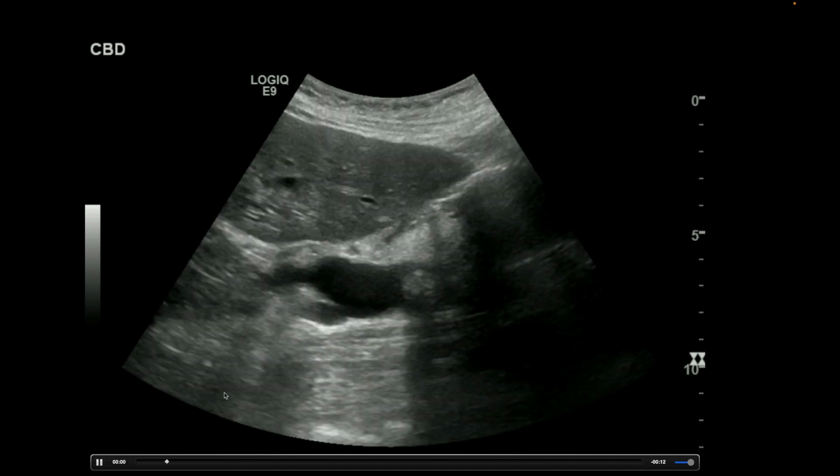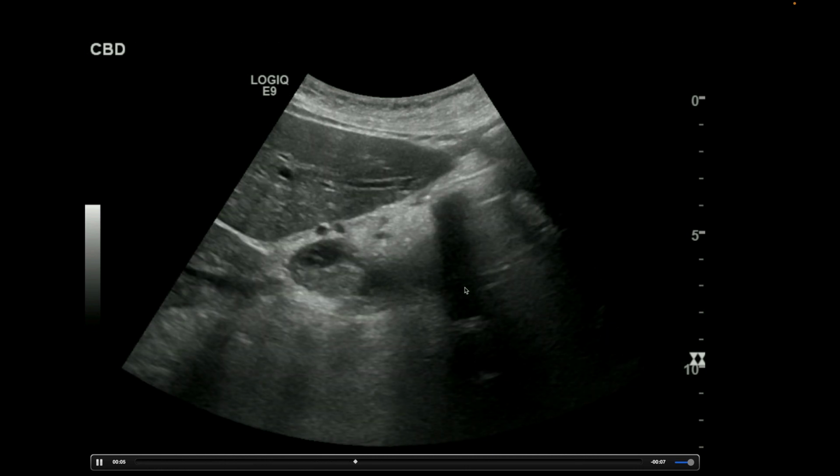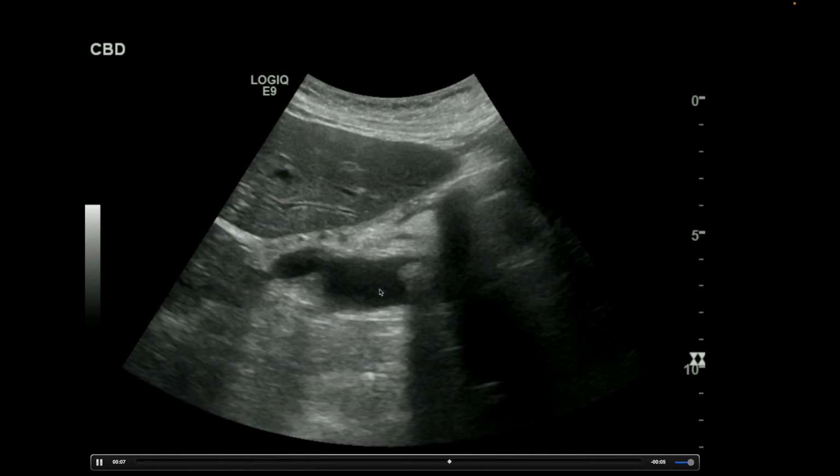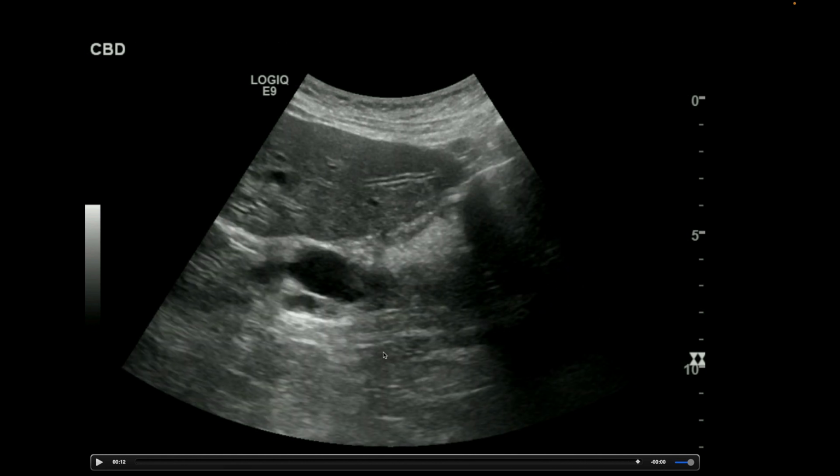So if the common bile duct is that big, there's almost definitely something going on, whether it's a stone or a tumour or something distally obstructing, and particularly if it's anything bigger than the adjacent portal vein, makes me think that, yep, there's definitely something going on there.